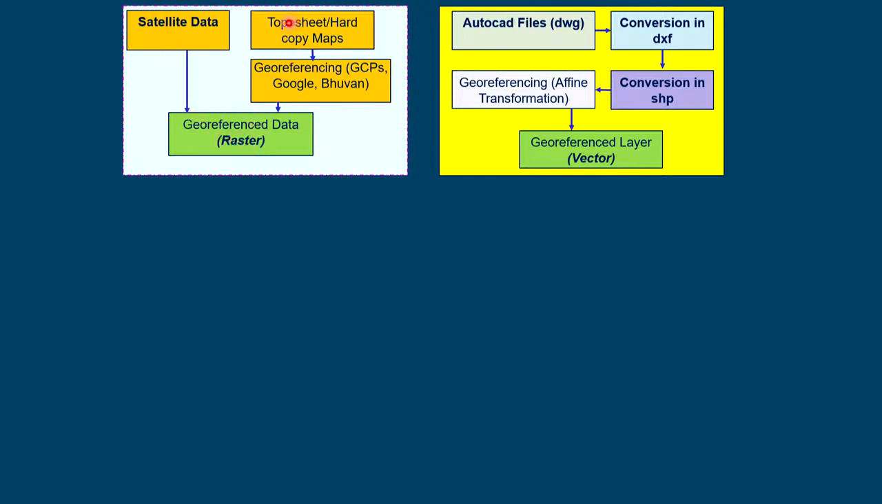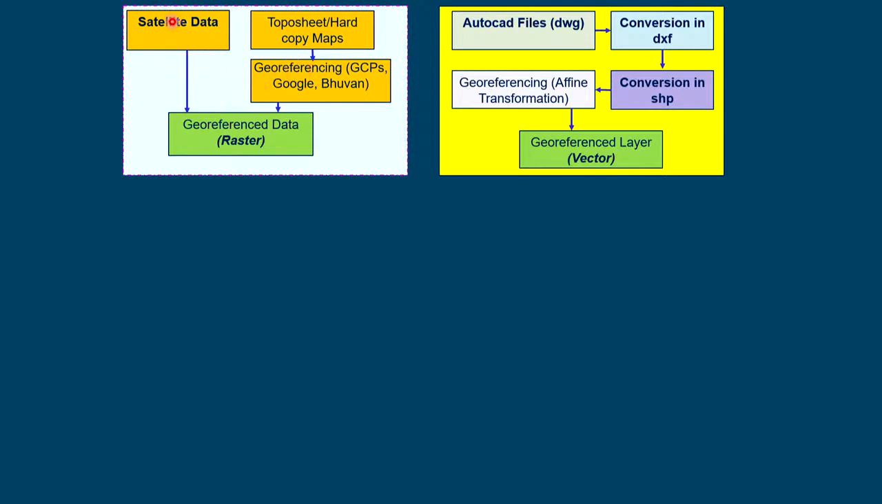Or you have the topo sheet. This is another way of having the raw data. If you have the topo sheets or hard copy maps with you, then first of all you have to scan them and then georeference them into the computer system, and that georeferencing can be done using GCPs, or you can use Google Maps or the Bhuvan portals. Okay, and this georeferencing you can do in any GIS software like ArcGIS or QGIS. If you are doing it in QGIS, then Google Maps you can directly access, and that can be used for georeferencing, and the GCPs can be collected directly from Google Maps in QGIS software.